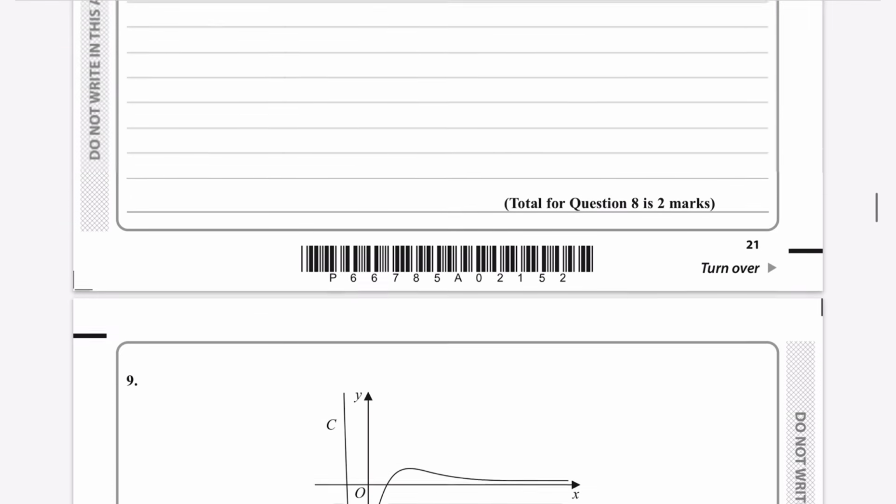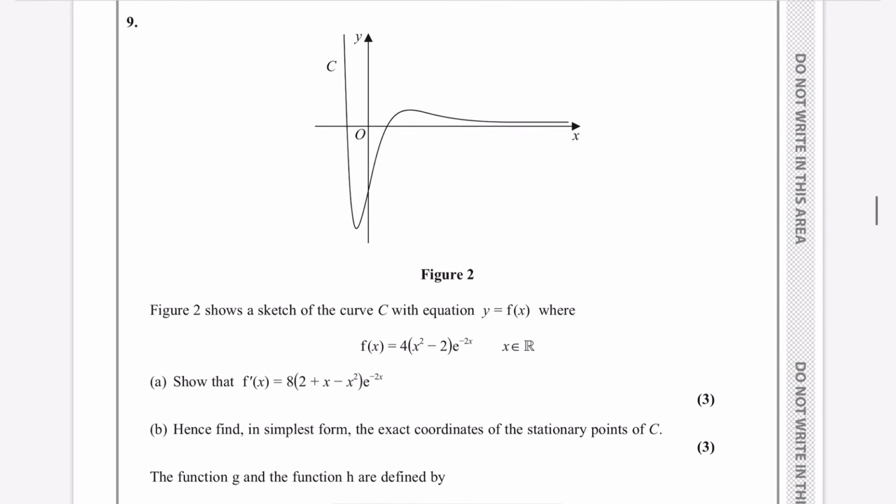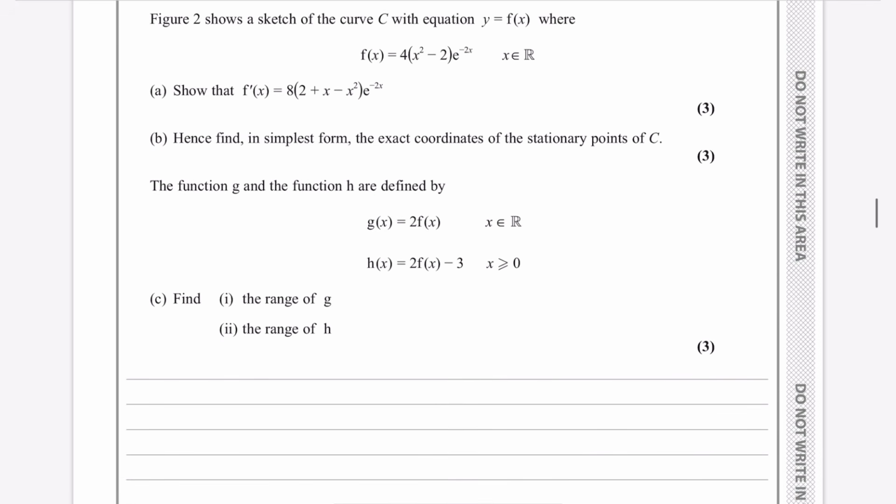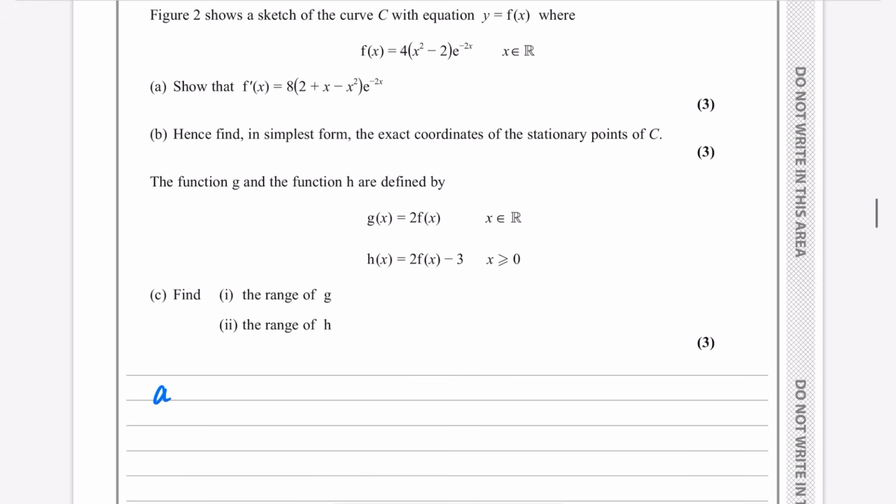Okay, let's have a look now at question 9. So the figure 2 shows the sketch of the curve with this equation, and we're going to show what the first derivative is of this curve. So it looks like it's going to be a product rule type of thing. So I'm going to say that for this thing, u is 4x squared minus 2. You might like to expand the brackets, so that's 4x squared minus 8. And v is e to the minus 2x.